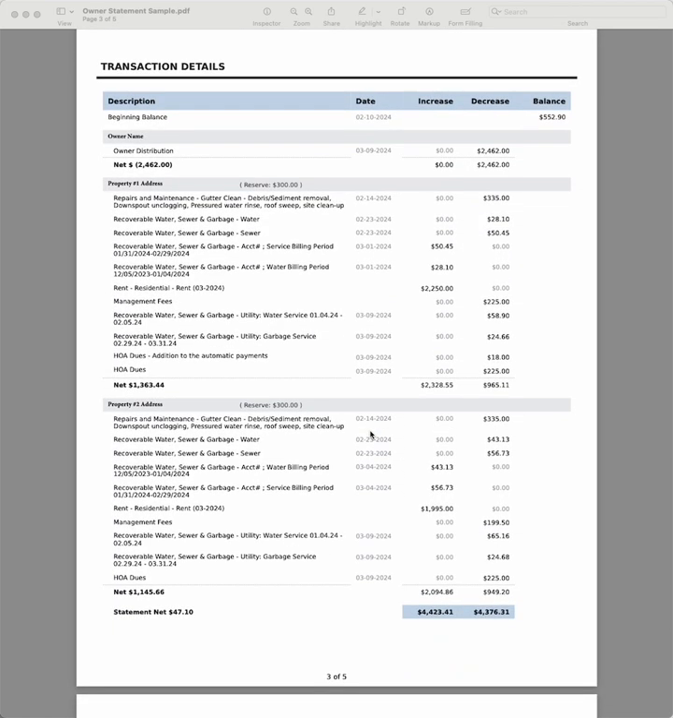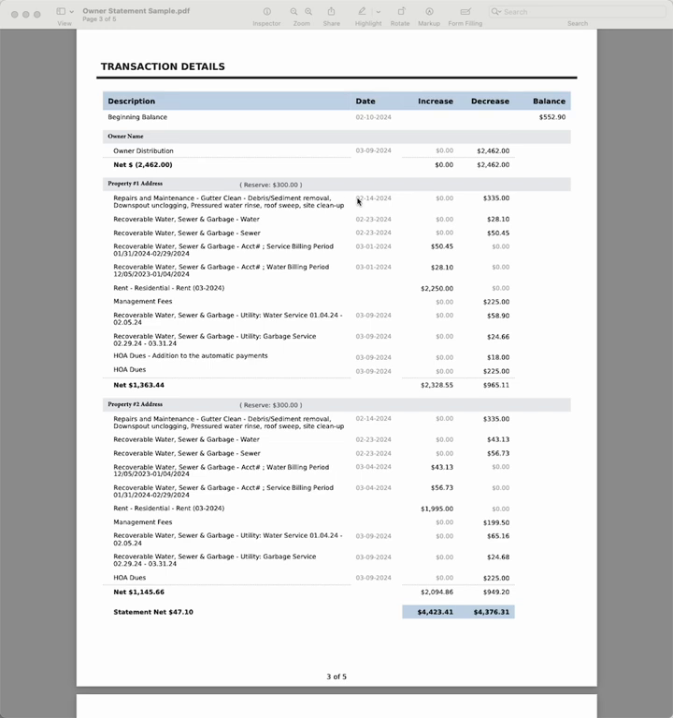Okay, this section is going to be the transaction details. So this is actually going to be your breakdown on a per property basis. So you'll see here again, we have our beginning balance. We have our one owner distribution. This is a collective total for the entire portfolio. But here you can see we have the individual property addresses broken out.